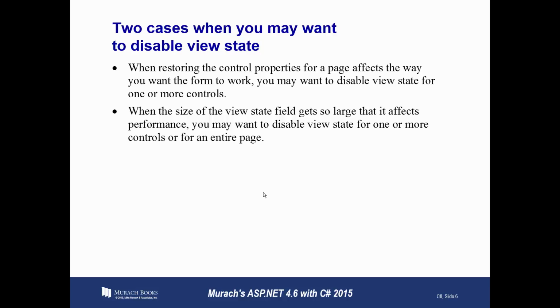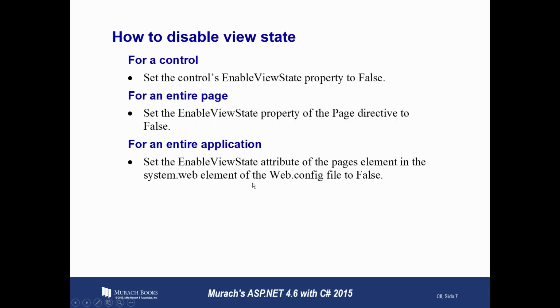Why might you not want to use view state? Well, they give you 2 examples here when you might not want to. Number 1, when restoring the control properties for a page affects the way you want the form to work. You may disable view state for 1 or more controls. When the size of the view state gets so large that it affects performance, you may want to disable view state. When you disable view state, you can do it in 3 ways, as are shown on the slide here.